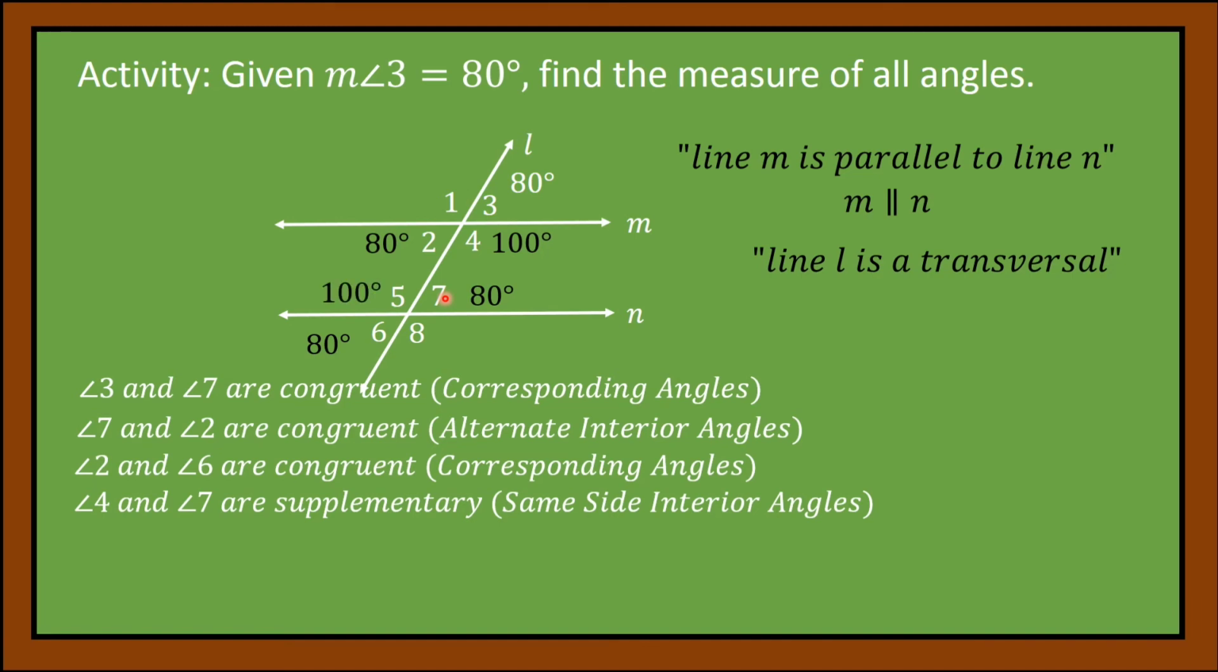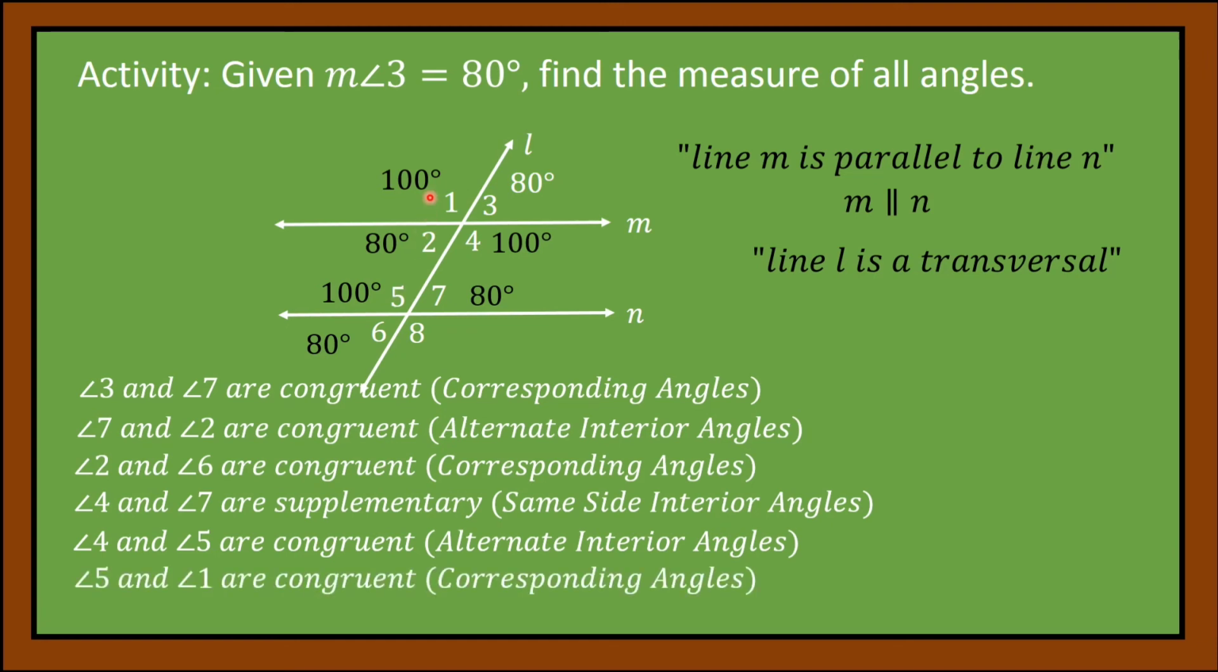So, next, ang angle 5 ay equal din sa 100 degrees. So, angle 4 at angle 5 ay congruent dahil sila ay alternate interior angles. So, next, ang angle 1 naman ay equal din sa 100 degrees. Since ang angle 1 at angle 5 ay congruent dahil sila ay considered as corresponding angles. And the last one, ang angle 8 ay equal din sa 100 degrees. So, ang angle 1 at angle 8 ay congruent dahil sila ay alternate exterior angles.